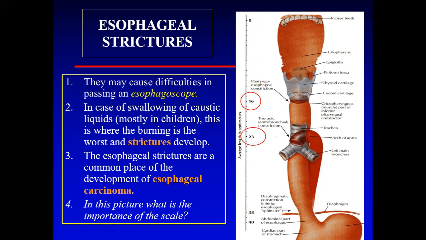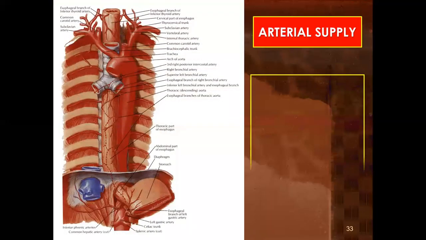So as I said, in this picture, what is the importance of the scale? As I said before, this is very important whenever you are passing tubes, any type of esophagoscope or Ryle's tube. At this particular distance, you will feel the constrictions. Now coming to the blood supply.